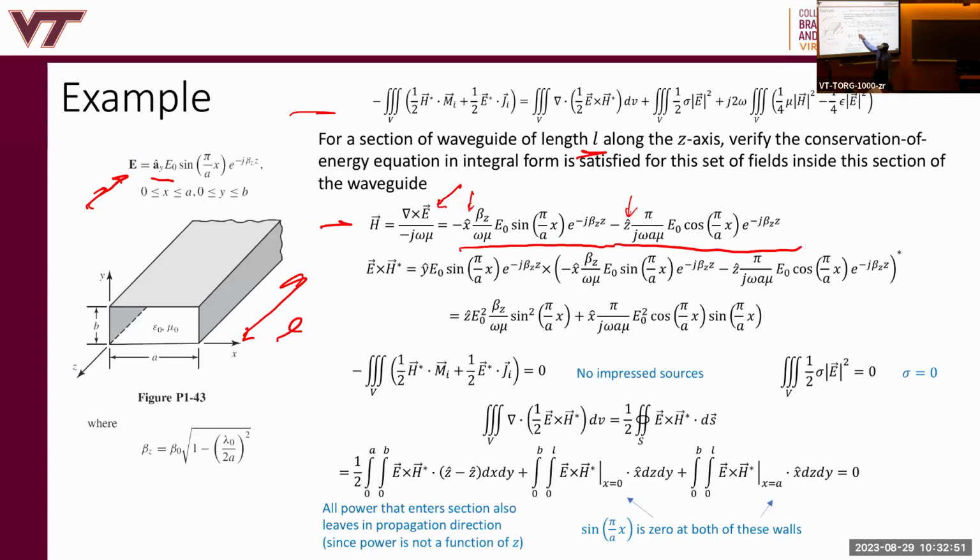Okay, so now that we have H, we can find E cross H conjugate. We can conjugate that and take the cross product with E. And we end up with this expression here. All right, you can go through the mathematics to verify this. Now that we have E cross H conjugate, we can start piecing together the theorem.